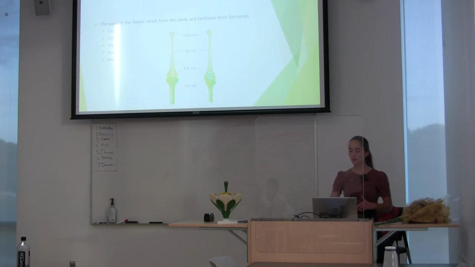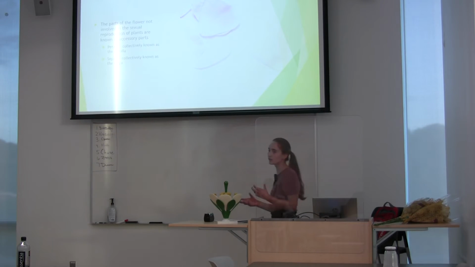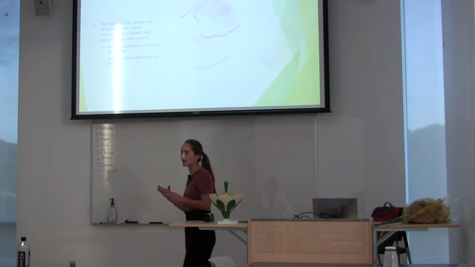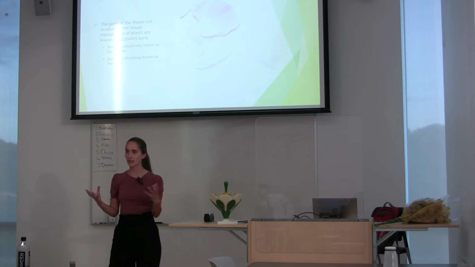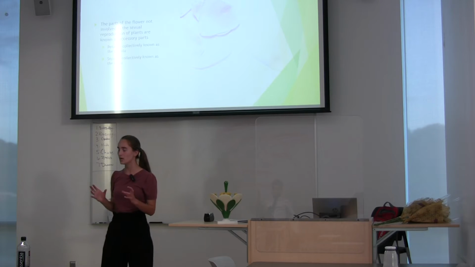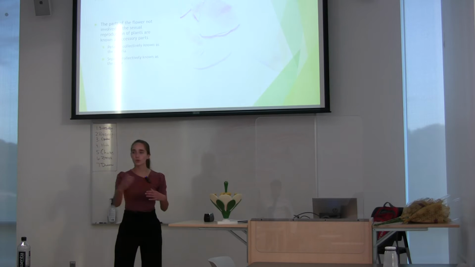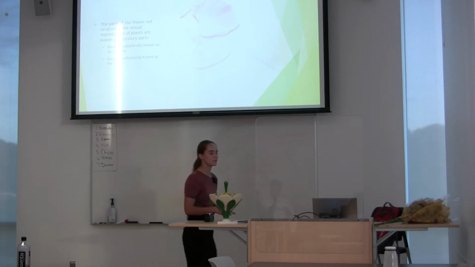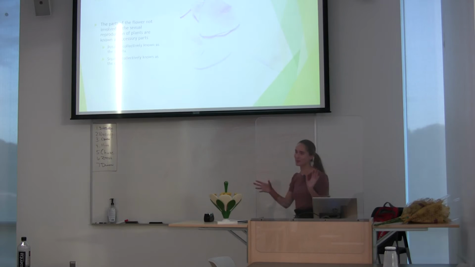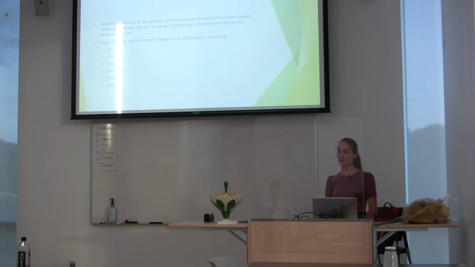Beyond that, there are the accessory parts, the corolla and the calyx. The calyx collectively refers to all of the sepals, and the corolla collectively refers to all of the petals. I'm throwing a lot of different terms out to you. You will be responsible for these, so just be aware of that.